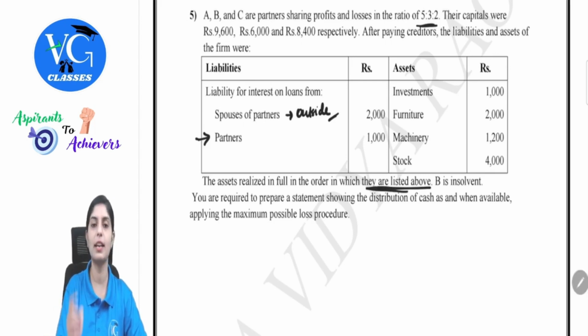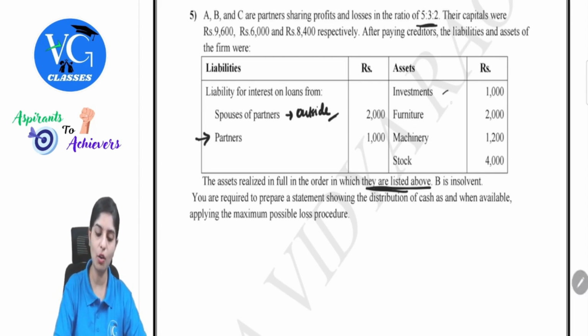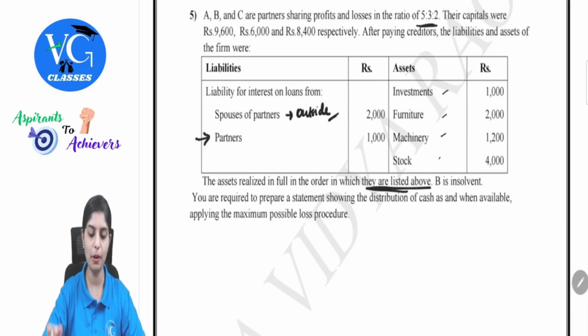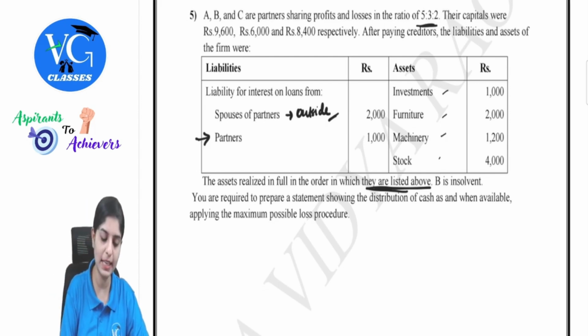So this is what we understand with respect to piecemeal payments. Every asset present in the balance sheet will not be realized at one shot. It will be realized in installments. What they are telling is it is realized in the order presented here. B is insolvent. You are required to prepare a statement showing the distribution of cash as and when available, applying the maximum possible loss procedure. In the question, they will clearly mention the method of piecemeal payment, so accordingly you have to do. But the format of presenting the distribution statement will be the same, guys.